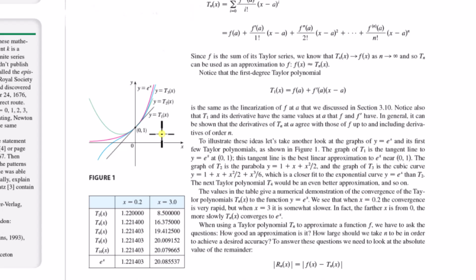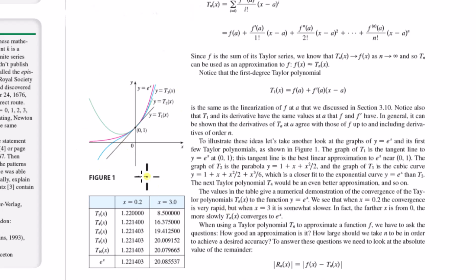The higher the n, the more derivatives are matching. And then as we know, as n goes to infinity, the Taylor polynomial is going to line up exactly with the e to the x curve. Exactly, as n goes to infinity. The values in the table here give a numerical demonstration of the convergence of the Taylor polynomial to the function y is equal to e to the x.